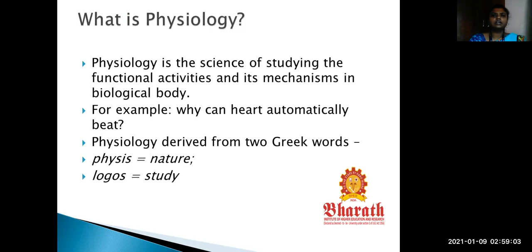The word physiology is derived from a Greek word. Physis means nature and logos means study.